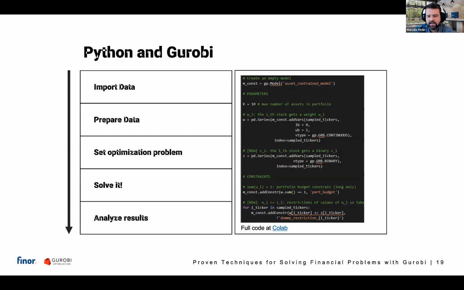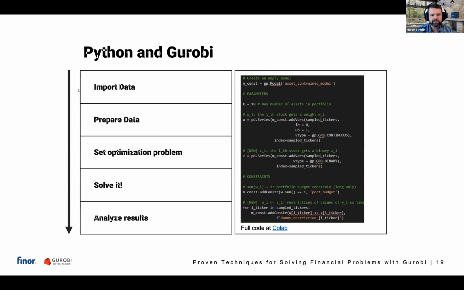So in this presentation, we wrote some Python code for using Gurobi. If you are not aware, Gurobi has many APIs, so you can call it using R, you can call it using Julia or Python. Python is a very popular programming language, especially in data science, which is one of the reasons why we use it. And this first example is basically a set of steps for a data science project.